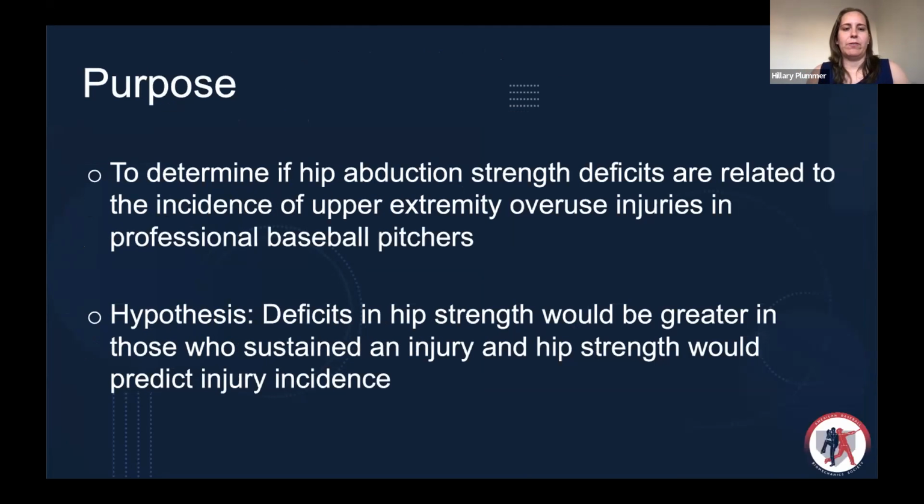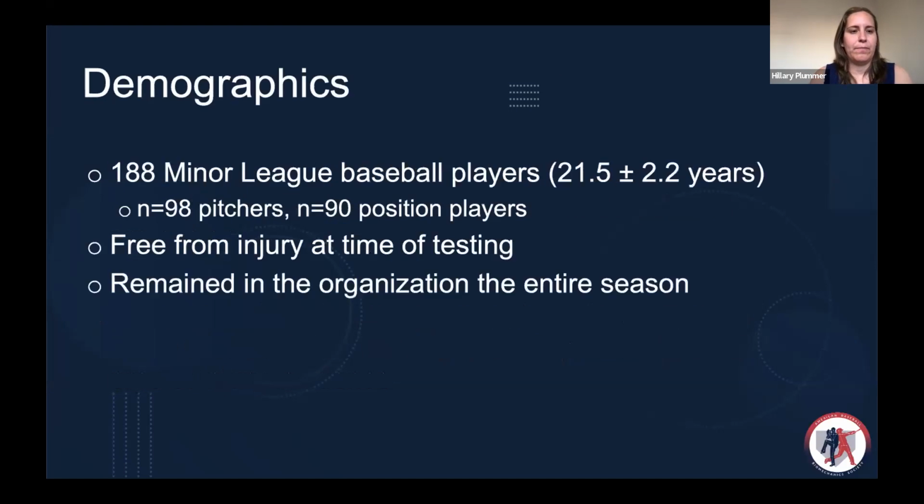So the purpose of the study was to determine if hip abduction strength deficits are related to the incidence of upper extremity overuse injuries in professional baseball pitchers. Our hypothesis was that deficits in hip strength would be greater for those who sustained an injury, and hip strength would predict injury incidence. So we tested 188 minor league baseball players that were approximately 21 years old.